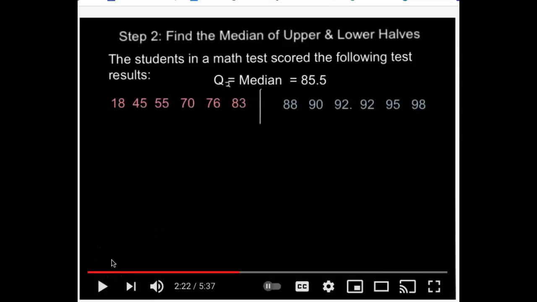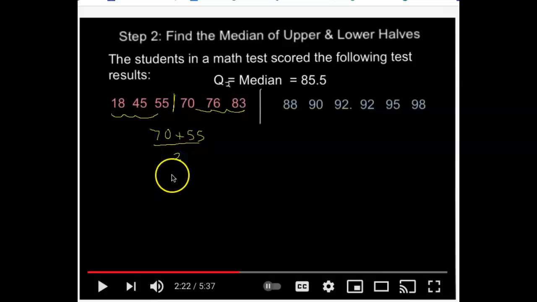Okay, so if we look here, we have 6 pieces of data, and so 1, 2, 3, and 1, 2, 3. That means our median of the first set is going to be between 55 and 70. So the first thing we're going to do is take the 55 and 70 and add them together. Go ahead and add those together for me, please. Okay, very good. You're going to get 125. And now we're going to divide that by 2. Go ahead and solve that for me, please.